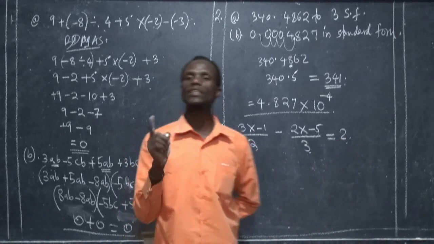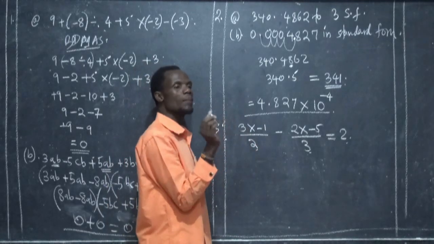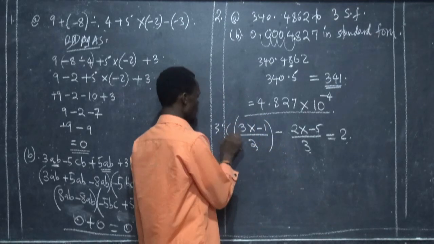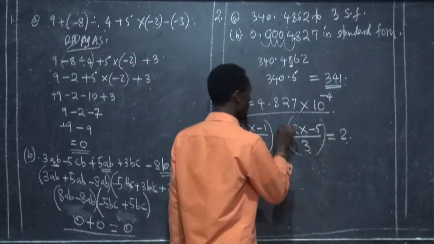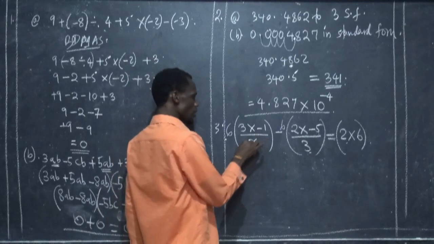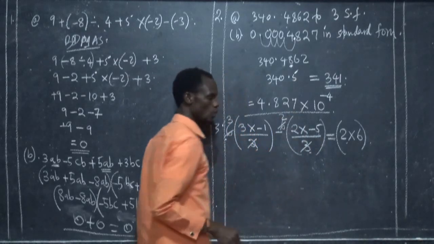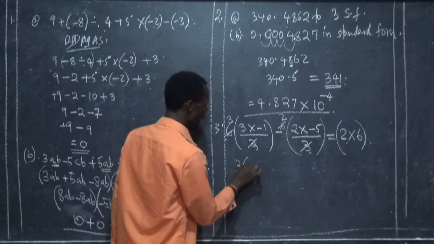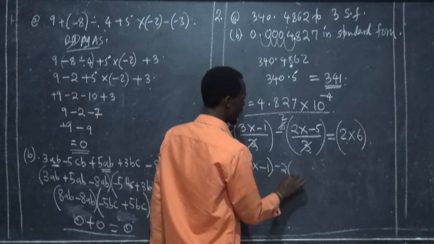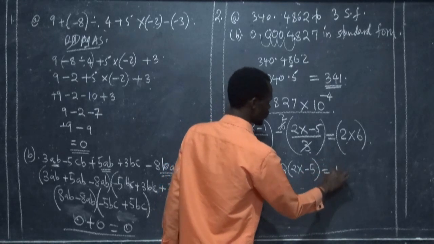You multiply by the denominator of the LCM, both sides of the equation. You multiply by the LCM of the denominators. Now here, the LCM of 2 and 3 is what? By 6 here. Then here by 6. Then here by what? By 6. Then simplify this, it becomes 3. Simplify this, it becomes what? 2. Then here you have 3 out of bracket. Inside we have 3x minus 1. Then here we have negative 2. Then we have 2x minus 5. Is equal now to 12.